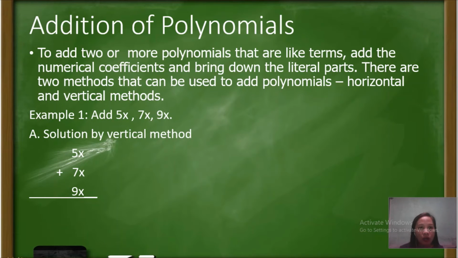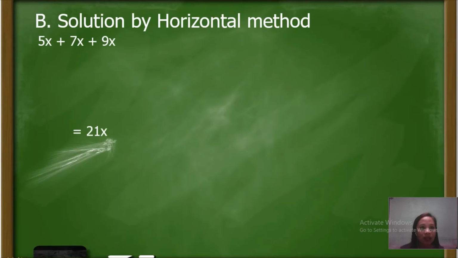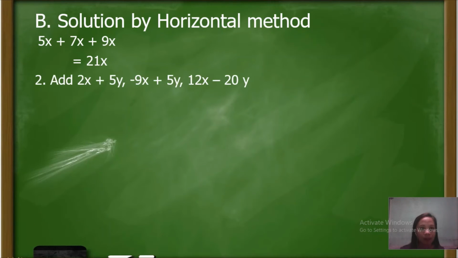Or you can use also the horizontal method. So we have here 5x plus 7x plus 9x, 5 plus 7, 12 plus 9, that is equal to 21x. Another example, add 2x plus 5y, negative 9x plus 5y, 12x minus 20y. So, as you can see in this example, they have two terms. So, that is polynomial.